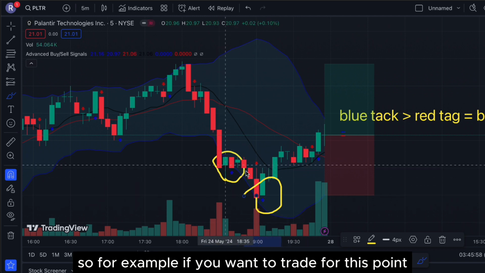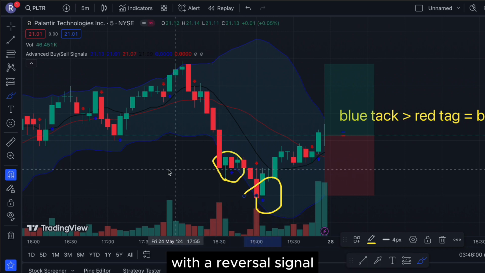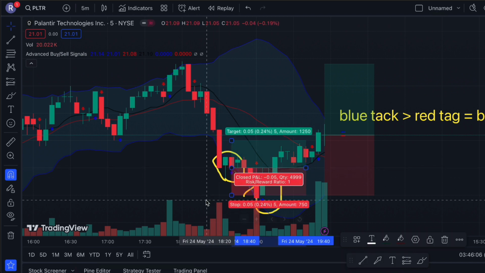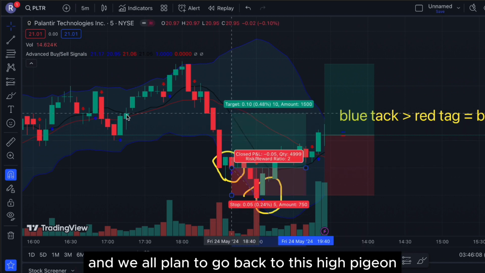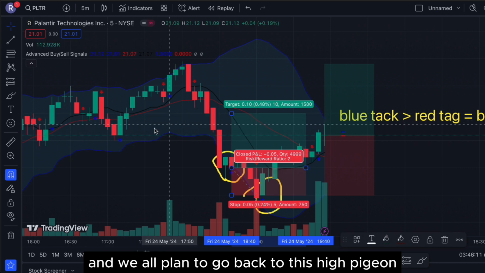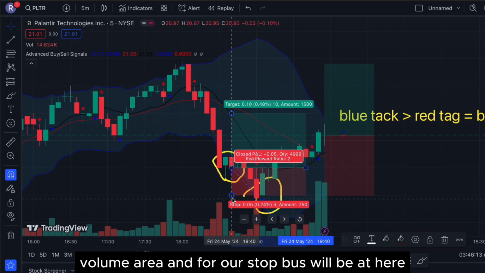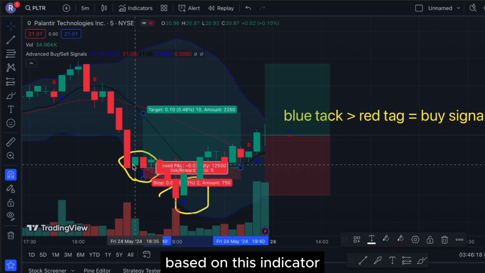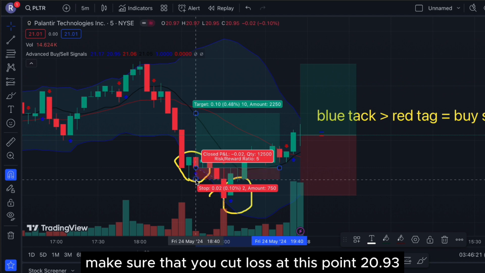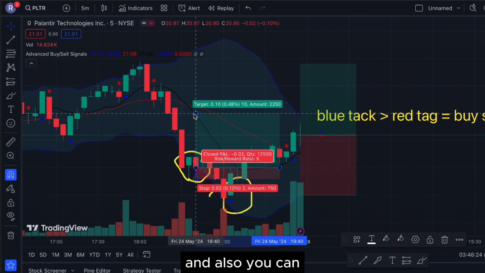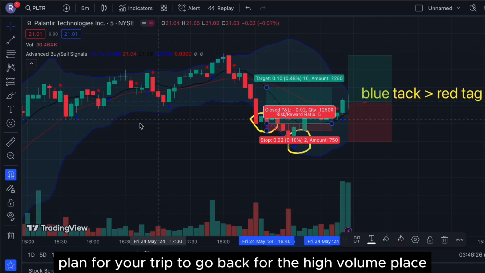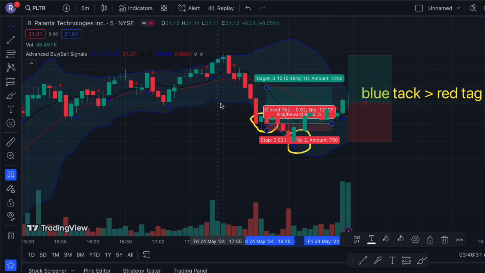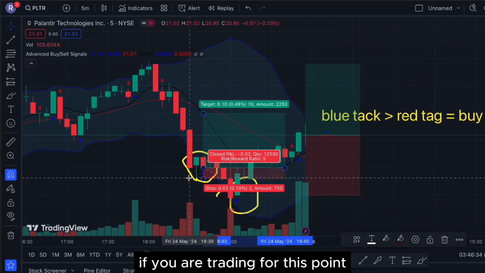For example, if you want to trade this point with a reversal signal, make sure that you set your cut loss. We'll plan to go back to this high volume region area, and our stop loss will be here. So if you want to trade this point based on this indicator, make sure that you cut loss at this point, 20.93, and you can also plan your trade to go back to the high volume region as our resistance. So basically you can plan your trade if you are trading this point.